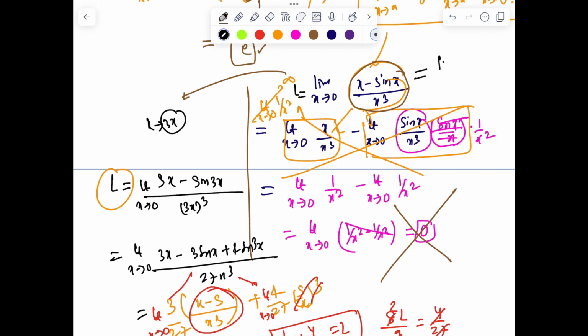If you apply L'Hopital's rule, you'll get the answer in one line, because it becomes 1 minus cos x by 3x square, and 1 minus cos x can be written as 2 sin square x by 2. Now you can divide by x square by 4. So effectively it gives 1 by 6. The point was to drive out the confusion.